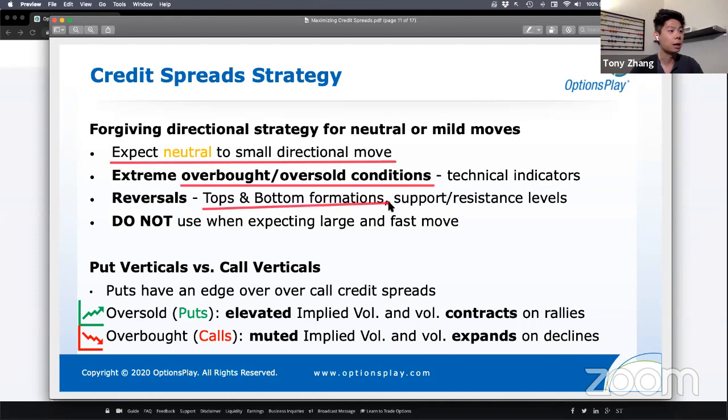Reversals, also tops and bottom formations, double tops, double bottoms, support or resistance levels, these are all suitable reasons to sell a credit spread, because this is really when you don't expect the stock to make a substantial move higher or lower, or you have a level that you know the stock is likely going to stay above or below. That's when you want to sell that credit spread. And again, do not use this when you're expecting a large or fast move, only for when you have more of a mild, slow expectation for that stock.